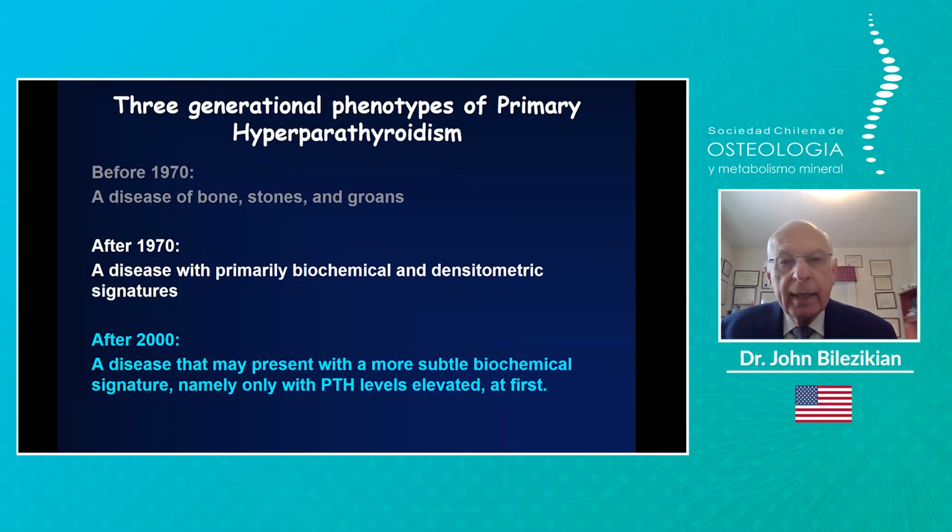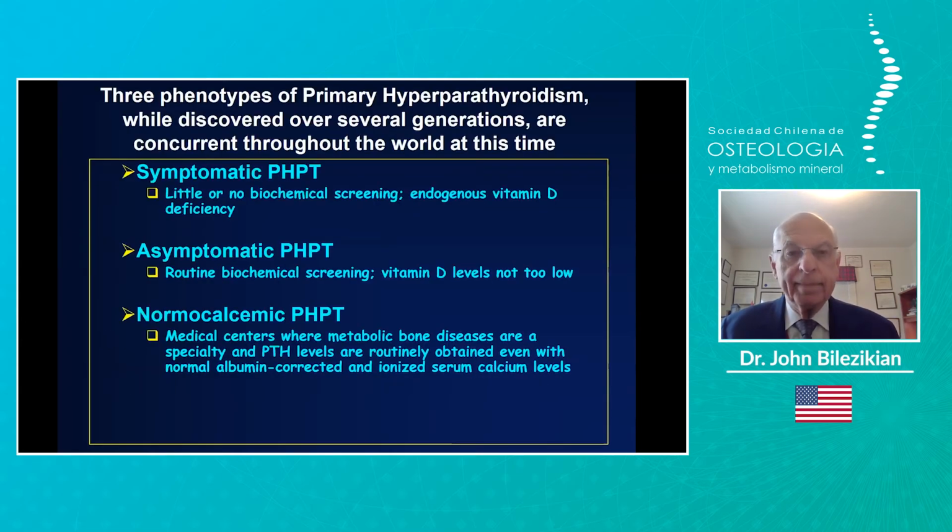So again, there are 3 generational phenotypes of this disease, as I've described. And it doesn't mean that we don't see one or the other. It all depends on where we are in the world and whether or not we have a program of biochemical and densitometric screening, as well as whether or not we are a referral center. And so depending on where we are, we may see more of one than another. But the point being that there are 3 of these generational phenotypes.